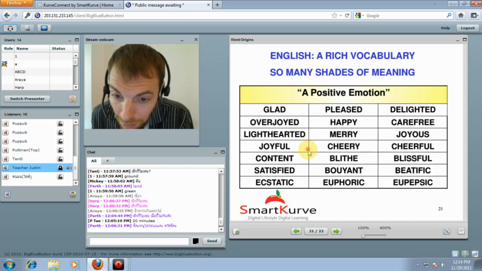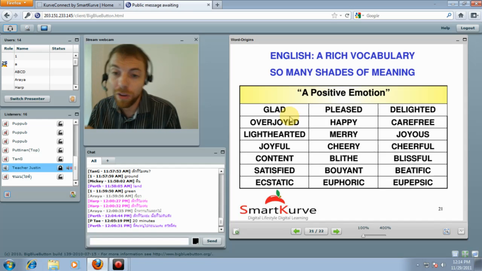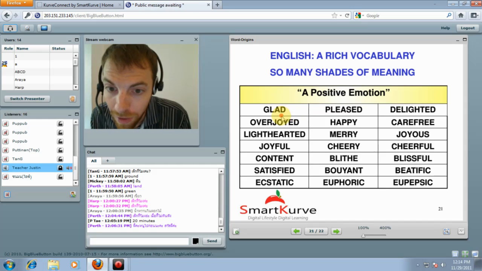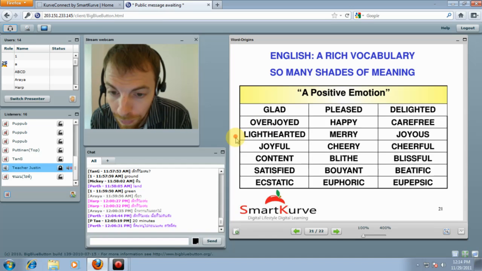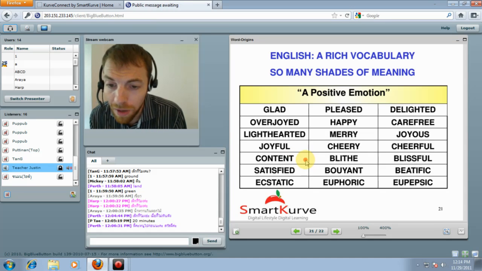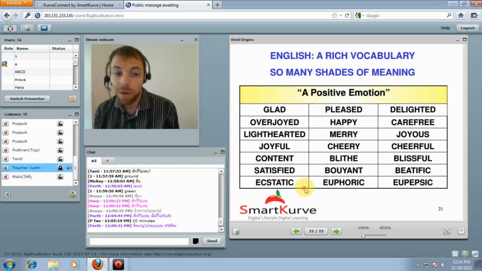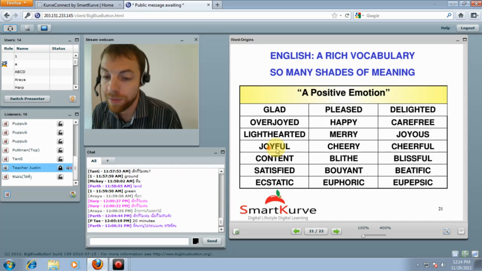Basically, they all mean happy for the most part, but some are more happy, some are a little happy, some are very happy. Like glad is just a little happy, but overjoyed is super happy. Over is a prefix meaning many happy. Content is like, it's okay, not bad, not super happy. Same as satisfied, but ecstatic is, wow, super happy. So it's all positive, and they all mean good or something good, but from a little bit to a lot.